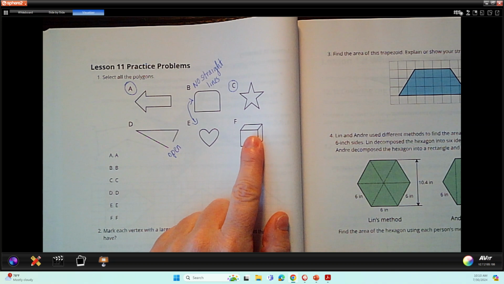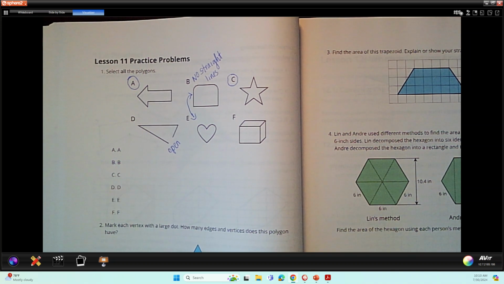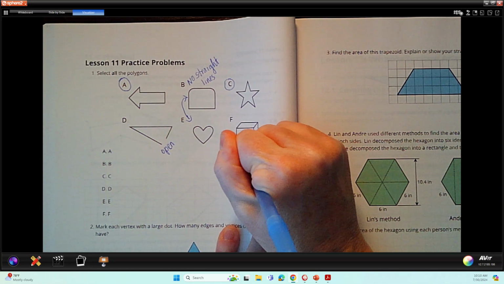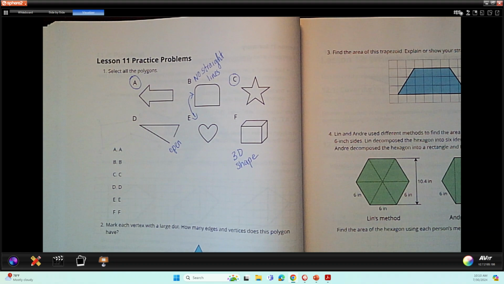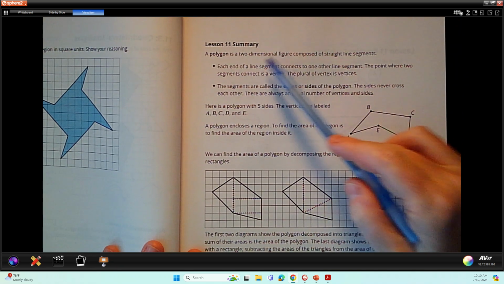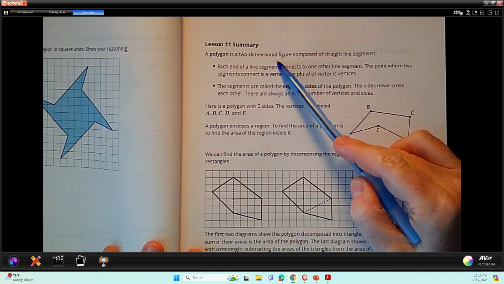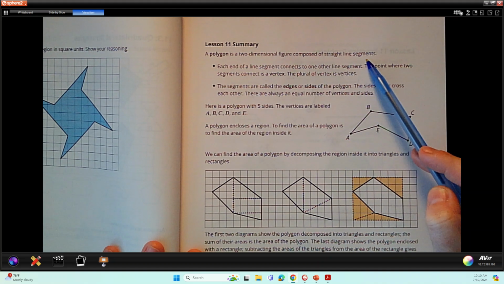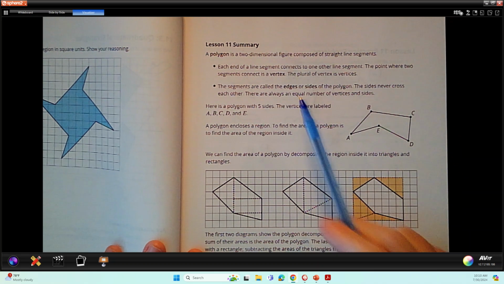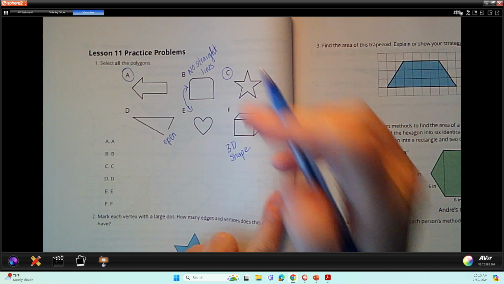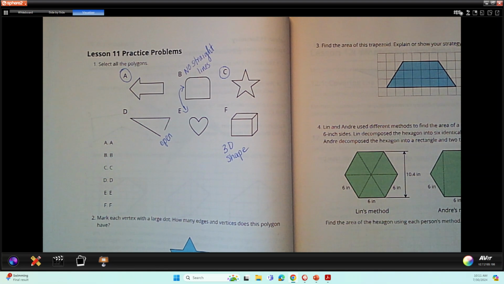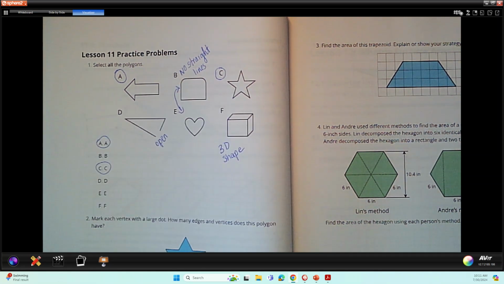Now this one is a little tricky because it does have straight lines and it does have vertices, but this is a three-dimensional shape. This is a 3D shape, and a polygon is a two-dimensional shape. So if I go back to the review here, I can look at the summary and it says a polygon is a two-dimensional figure composed of straight line segments, okay, where there's a vertex and there's edges or sides, okay? So technically this does not qualify because it's not a 2D shape. So the only two polygons here are A and C. Okay, so there you go.